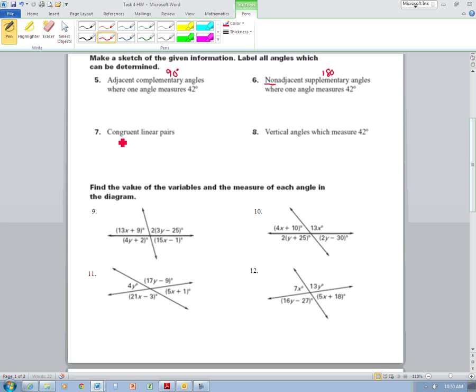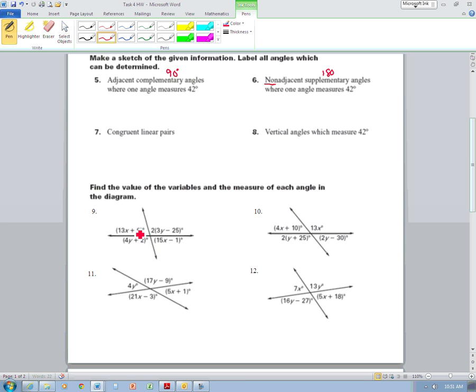Congruent means they have to be equal, and linear pair means two angles that form a straight line, and that are next to each other and are adjacent. Vertical angles, we talked about in class, are the angles that are opposite from each other, and they each should equal 42. Okay, so let's go down to some of these examples down here.